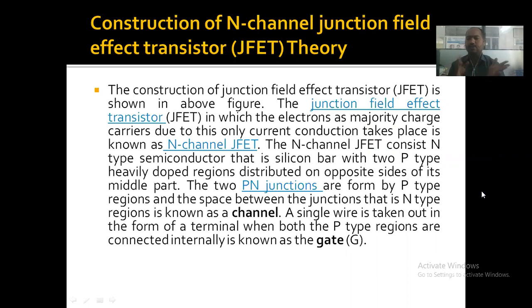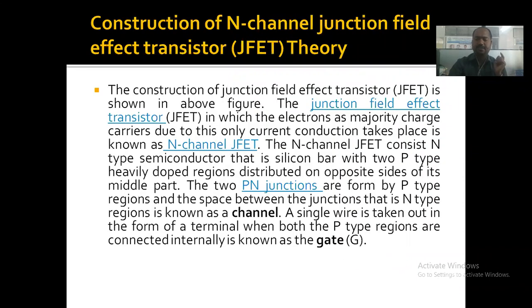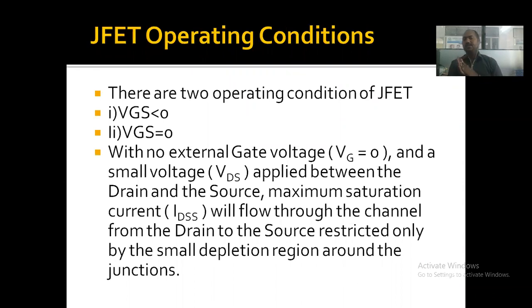We know that there are two P regions connected on opposite sides of this n channel, and they are heavily doped. The two P regions connected to each other form one terminal, the gate terminal. On the upper side there is one terminal, the drain, and on the lower side there is one terminal, the source. This is the construction of the n channel JFET. Up to now we have seen the normal construction of the JFET and the different things related to it, right?